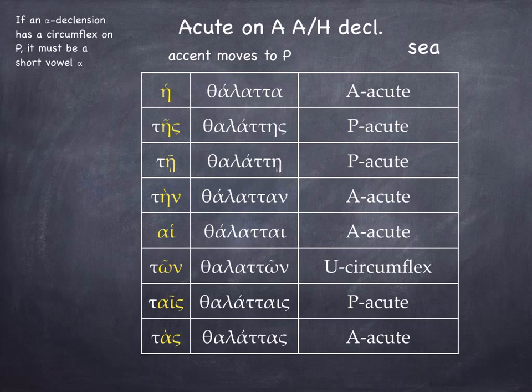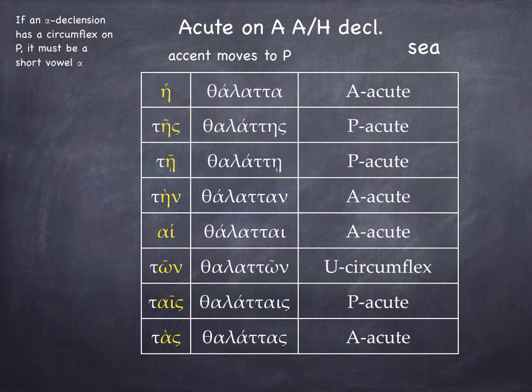All right, and what about the eta alpha declension? If the acute accent is on the antepenult, it will move if the ultima is long. It'll move to the penult. And so we can tell also with this that the ultima alpha is short, because you can't get the accent so far back if the ultima was long. So that's a tip for figuring out whether or not you're dealing with a long alpha or a short alpha.